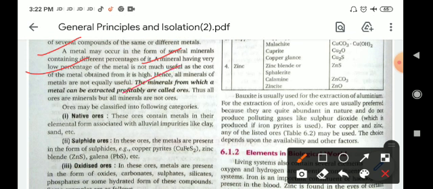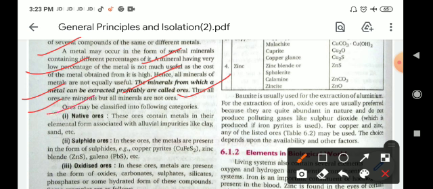So the minerals from which a metal can be extracted profitably are called ores. Means if we extract a metal from an ore and make a profit from the extraction, then it is a useful mineral. If we go into loss by extracting metal from it, then that type of mineral is basically a waste mineral. Thus all ores are minerals, but all minerals are not ores.